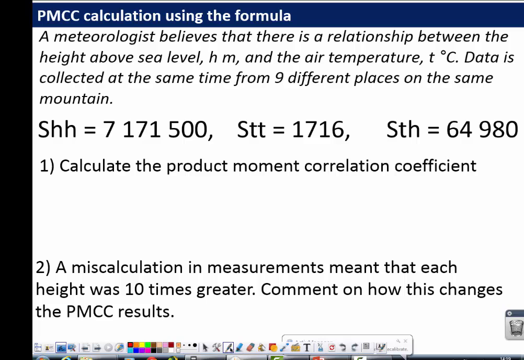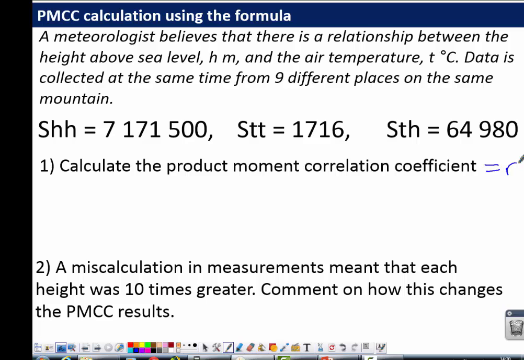So now we're going to calculate Pmcc using the formula. A meteorologist believes that there is a relationship between height above sea level, h meters, and the air temperature, T degrees centigrade. Data is collected at the same time from 9 different places on the same mountain. And we're given these 3 different values, SHH, STT, and STH. First thing we need to do is calculate the product moment correlation coefficient from these 3 values.